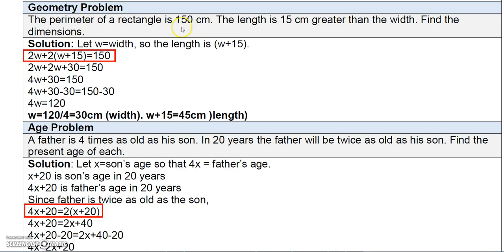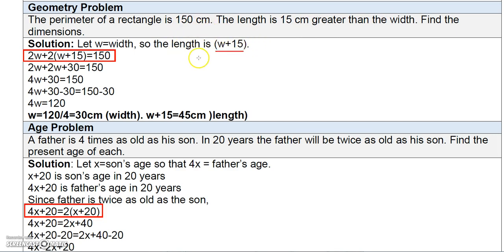All right, so the perimeter of a rectangle is 150 centimeters. It says the length of the rectangle is 15 centimeters greater than the width. Find the dimensions. Okay, so what I'm going to do is let W be the width, and then since the length is 15 more than the width, if I add 15 to the width, that should represent the length.